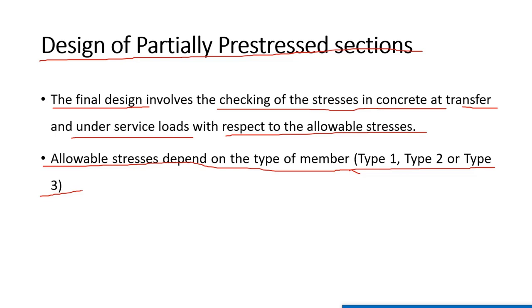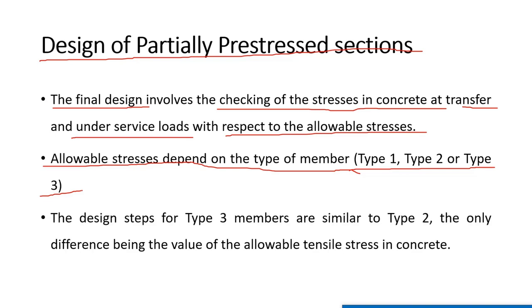Around 3 Newton per mm square tensile stress is allowed, and if it is temporary loading, an additional 1.5, so a maximum of 4.5 Newton per mm square is allowed for type 2 members. And for type 3 members, a hypothetical tensile stress, which is given in table number 10 of IS 1343 that we'll discuss later, is the allowable stress limit. And the design steps for type 3 members are similar to those of type 2 members, the difference being in the value of allowable tensile stress in the concrete.